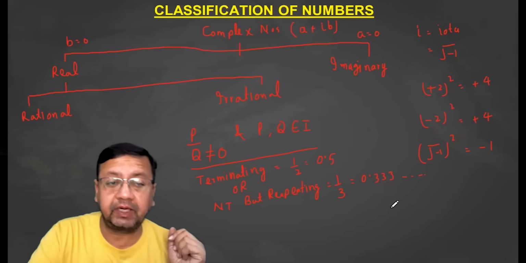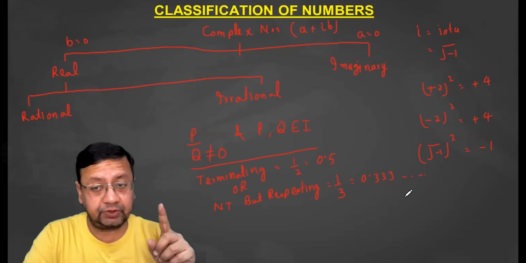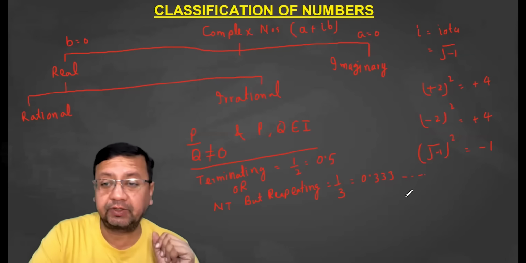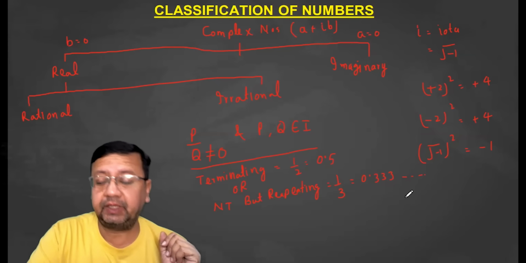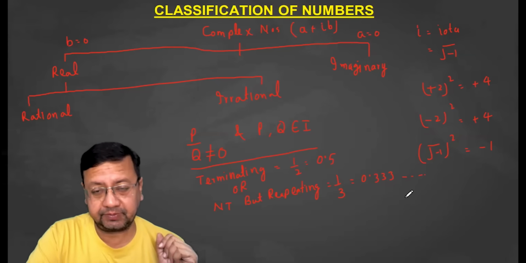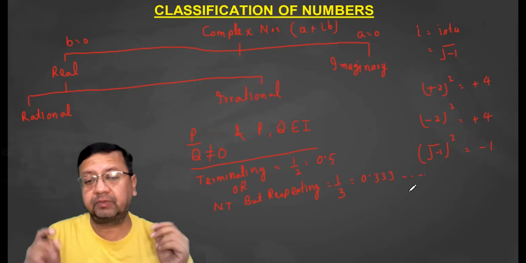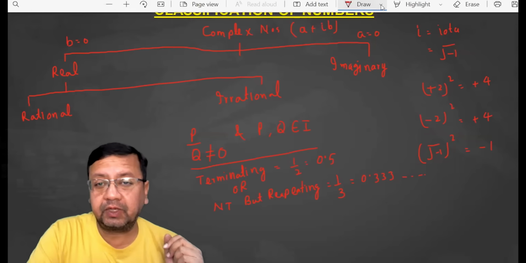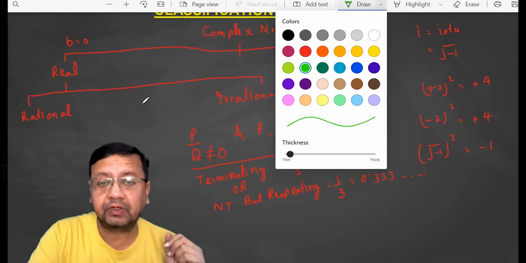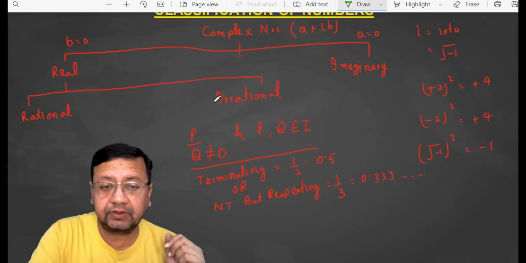So how can you define the rational numbers? Rational numbers, first definition, can be written in the form of P by Q, where the denominator Q is not equal to 0 and P and Q are a set of integers. Second definition, rational numbers are either terminating or non-terminating but repeating, right? Okay, now come to the second part, that is the irrational numbers. How can you define the irrational numbers?